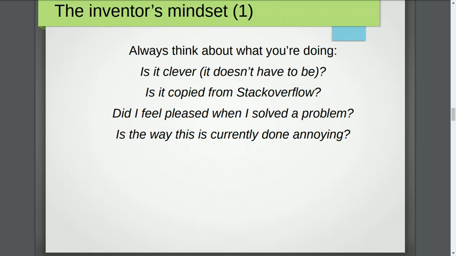And the thing about being an inventor is having the right mindset. So what you need to do is not just do stuff or think about stuff. You need to think about how you're thinking about stuff. It's kind of meta thinking in a way. So there are some questions you can ask yourself when you're working that may actually trigger you to realize that you've invented something. So the first one is, have I come up with something clever? It doesn't have to be super clever, but is there a twist to it or something that makes it a bit unusual in your mind? Then it might be an invention. Did you just copy paste it from Stack Overflow? Then it definitely is not.